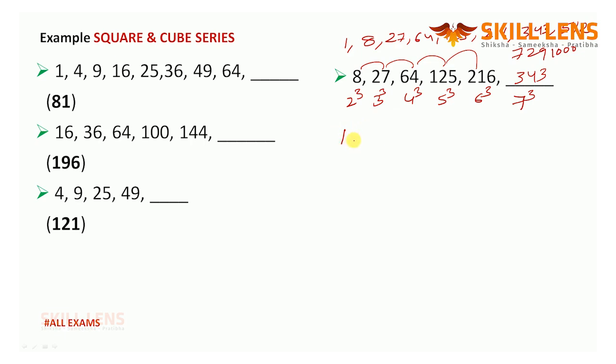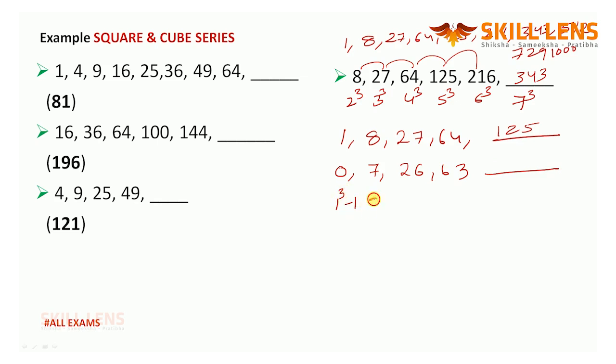If I gave a series like 1, 8, 27, 64, then what's going to be your answer? 125. If I gave 0, 7, 26, 63, then what's going to be your answer? So now observe. Can I say this is 1 cube minus 1, 2 cube minus 1, 3 cube minus 1, 4 cube minus 1? So your answer is 5 cube minus 1. What is 5 cube? 125. Minus 1 will give you 124. Hope everybody understood this.